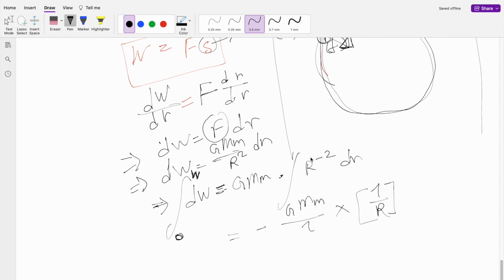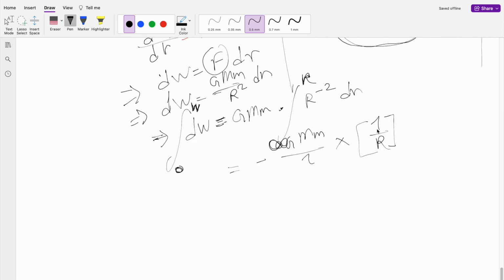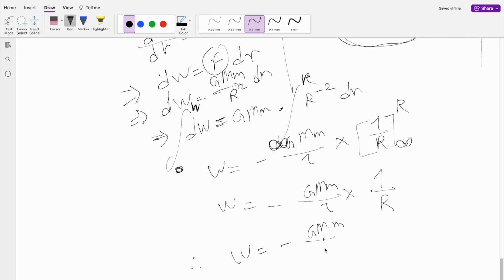As a limit, it came from infinity and landed at a radius of r, on the surface. From the center, the distance is r. So the limits are infinity to r, and then minus GMm times 1 divided by r, and this is W equals GMm divided by r.